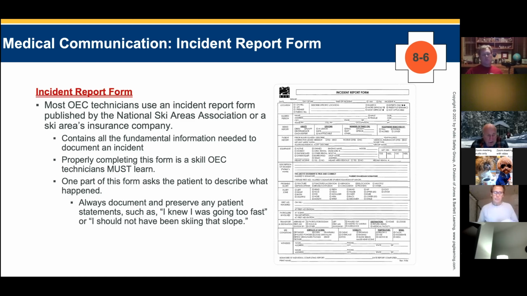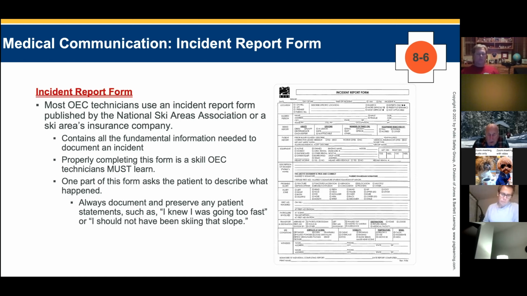I think some of the critical areas that we talked about are the description of the accident and the patient's own words, like, I know I shouldn't have been on that hill. I'm a beginner. I just got going too fast. That's important to put on there, because if it does come to a lawsuit later on, these words will be critical. You notice on there that there's also a spot for the injured signature, where you said, look, I've written down what you said. Is this correct? If it's not, you need to correct it.